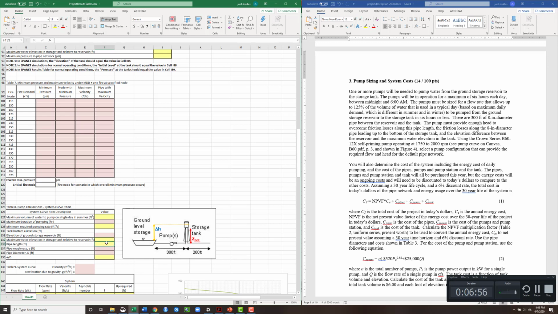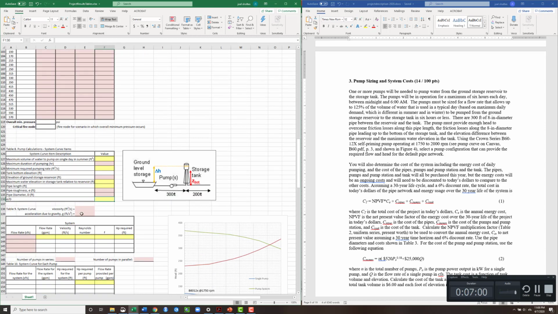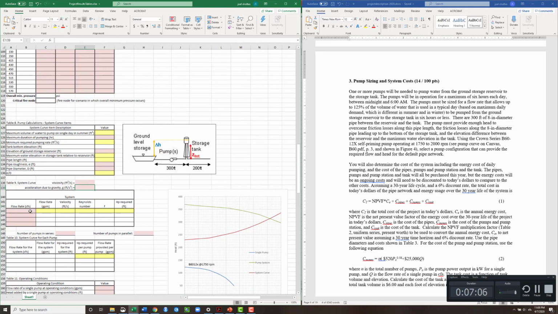So we got our pipe length, the roughness, diameter, relative roughness. We'll put in some constants here, viscosity, gravity, and then we're able to generate the system curve. You might want to actually extend this table and make some more rows here to give yourself different flow rates. But we'll put different flow rates in here, calculate the velocity based on the diameter, the Reynolds number, the friction factor. You can throw in your Swamee-Jain equation here.